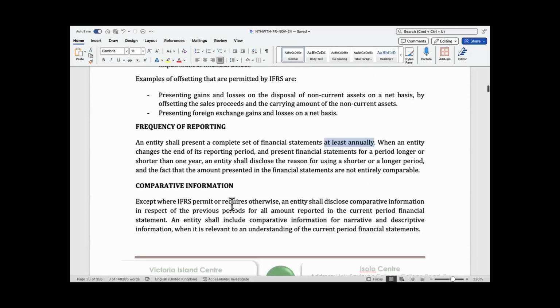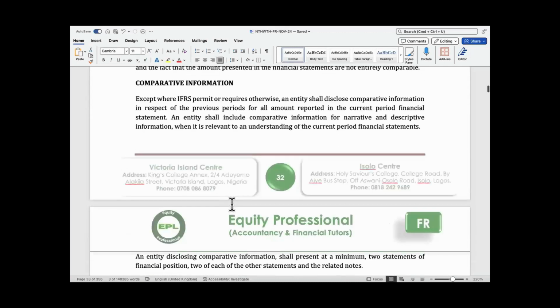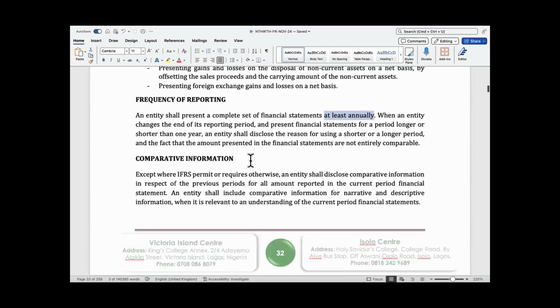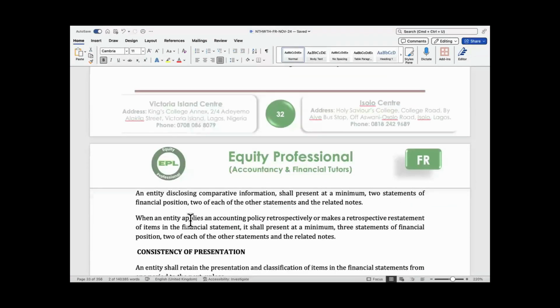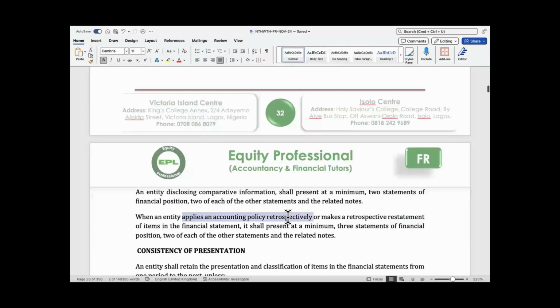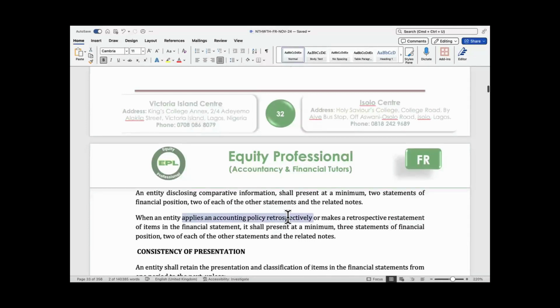That's frequency of reporting. And second to the last is comparative information. Another feature here is that every financial statement must have at least 2 years, the current year and the previous year. So the only situation when you can have 3 years is where there is a change in accounting policy that you have to apply retrospectively, or where there is a retrospective restatement of an item in the financial statement.